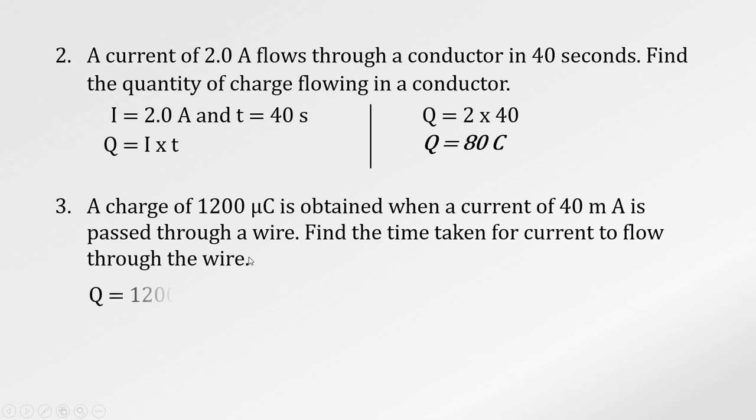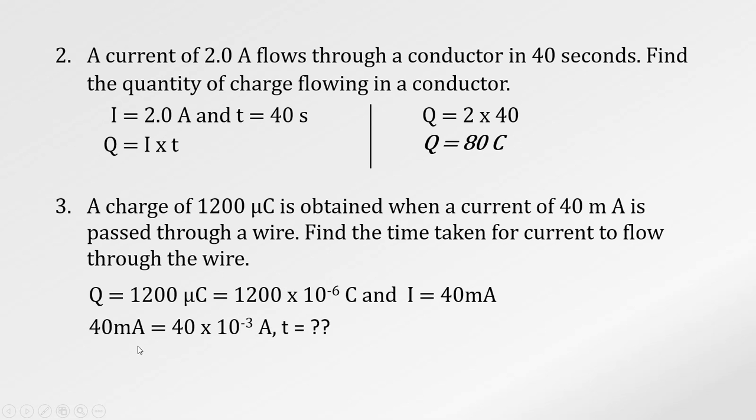So again from here we are given the charge in microcoulomb, 1200 micro. The micro symbol here simply means that these are smaller quantities, whereby it is times 10 power negative 6. That is what micro stands for. So we shall say Q is equal to 1200 times 10 power negative 6 coulombs, and I is in milliamperes. Milli means times 10 to the power negative 3. So 40 milliamperes will be the same as 40 times 10 to the power negative 3.